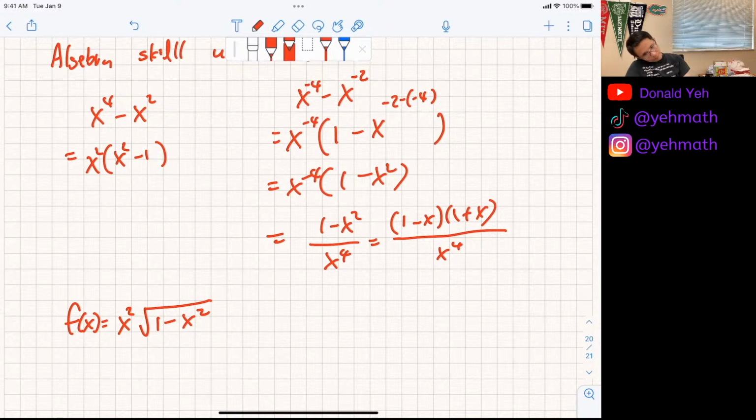Then you multiply that by this. Okay, so we're gonna take a derivative of this, but we're gonna teach you how to simplify all the way here.